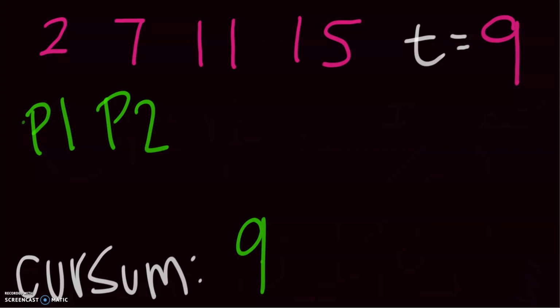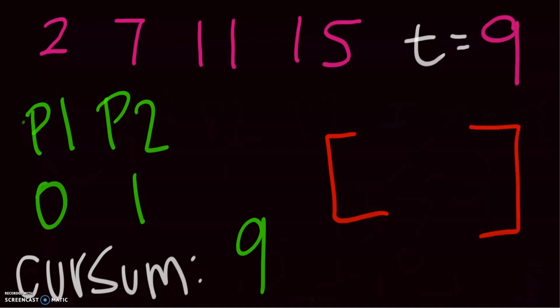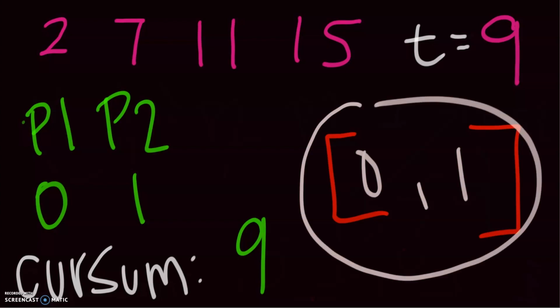So we're going to look to see if 9 is equal to 9, which is our target number. It is. So now we simply return the index values of the 2 pointers, which is 0 and 1. And we're going to return those inside of an array. So 0 and 1. And that's our answer.